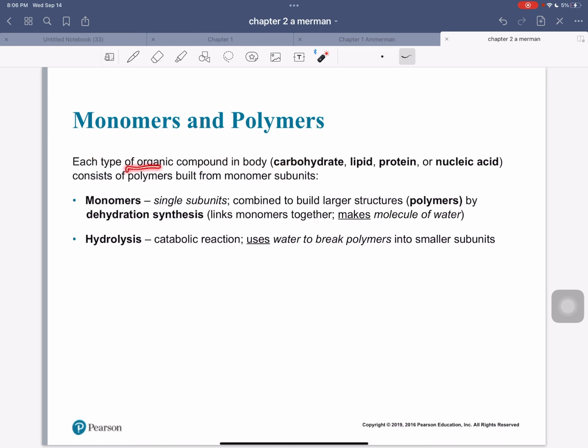So each type of organic compound, which could either be a carbohydrate, a lipid, a protein, or a nucleic acid, is what we consider a polymer. Now, polymers are made from individual subunits, which are the monomers. So monomers are single subunits that are used to build the polymers, like building blocks.